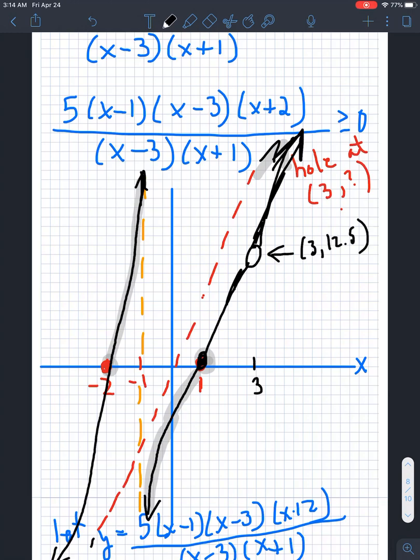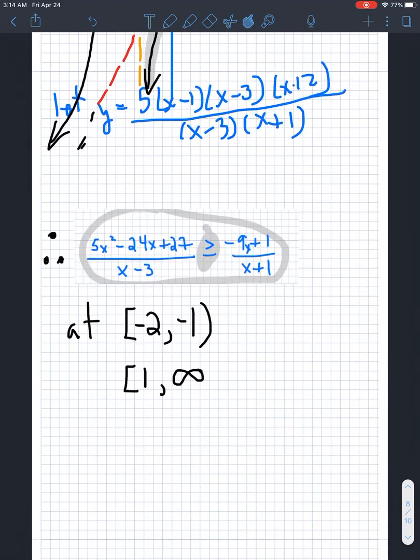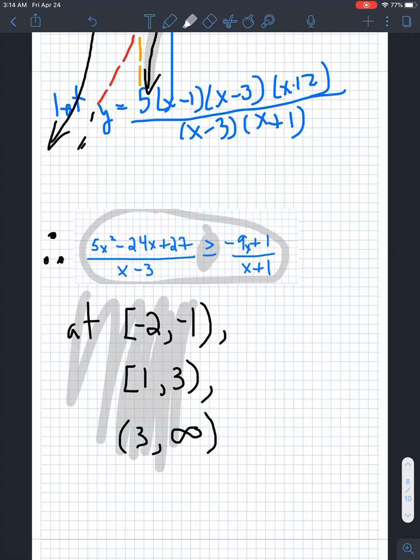But that's not our solution. The only part of our solution that matters is whether it's above or below. And at 3, it doesn't exist. So my solution should not have included 3. Glad I caught that before ending this video. So the solution goes up to 3, not including 3. And then you got another solution from 3 all the way to infinity. But again, not including 3. And there you have it. There is your solution. That's a pretty complicated one.